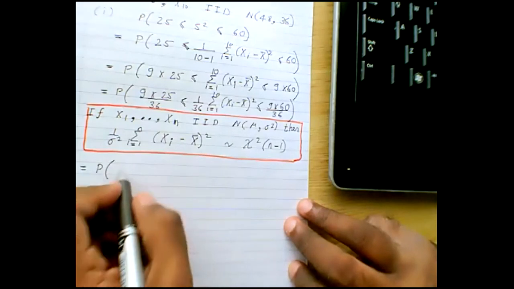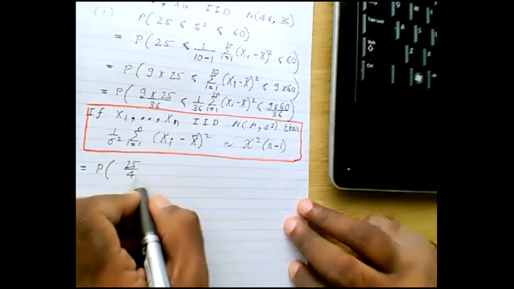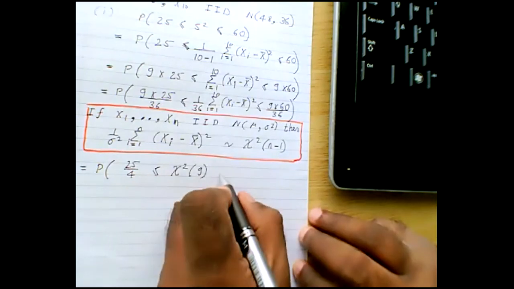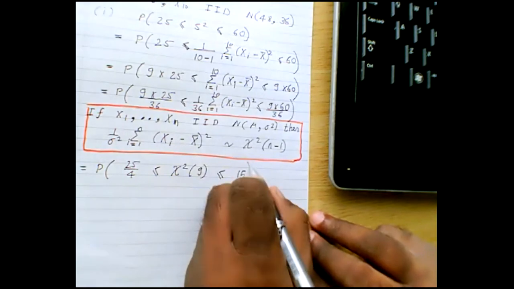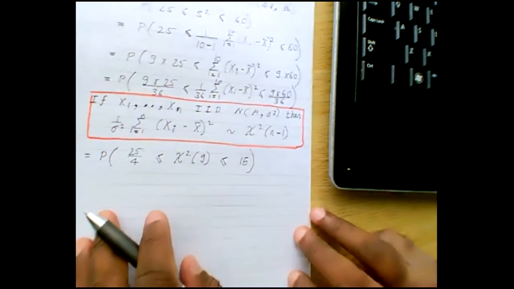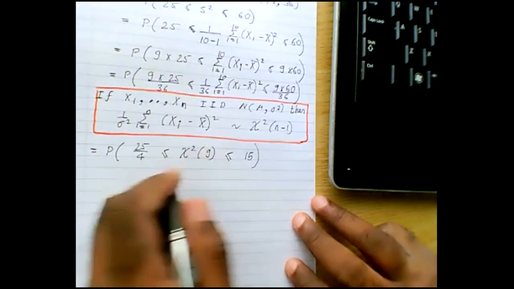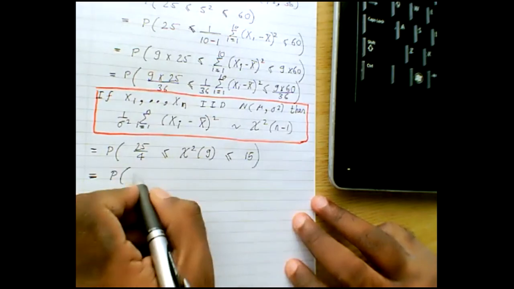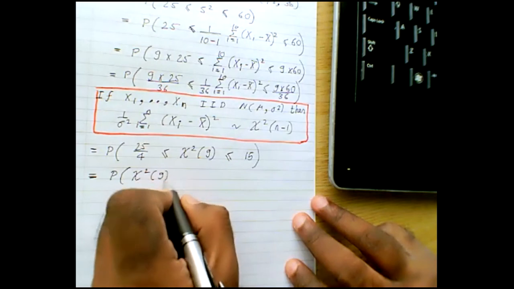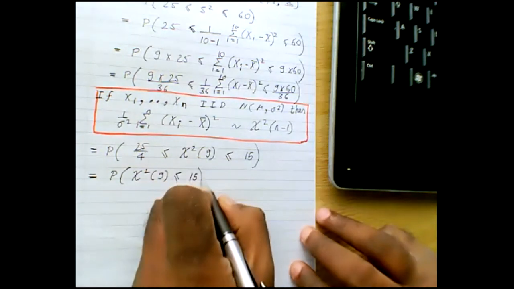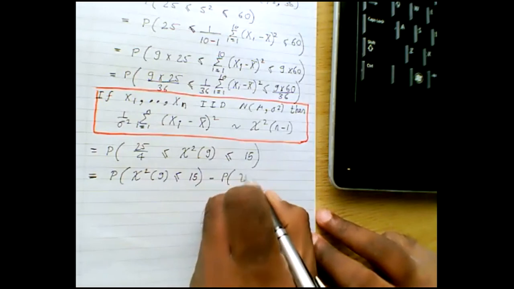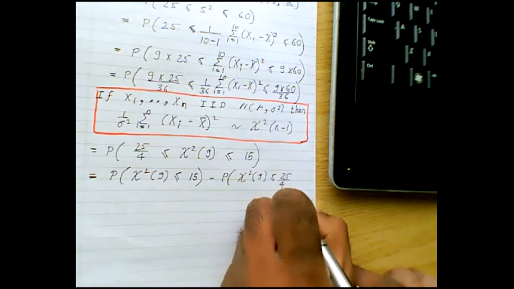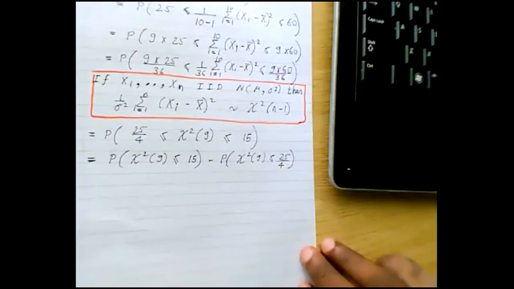This one simplifies to 25/4 less than or equal to a chi-squared variable with 9 degrees of freedom less than or equal to 15. All right, this simplifies to 15. Right? Are you with me, guys? All right. Now this probability here, you can write it as the difference of these two, right?